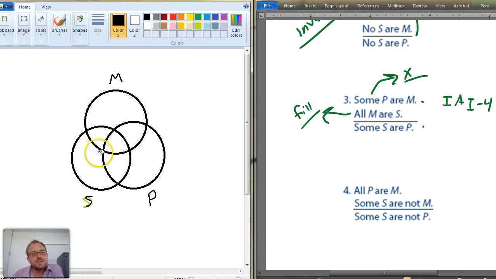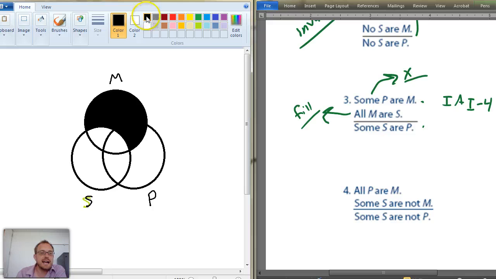If all of the M's are S's, then that means this spot here doesn't exist because all of these M's should be over here. So that means I'm going to put a fill here and a fill here. So all of the M's are S's. Now, I'm going to do my particular. With the particular, I use an X. Remember, I'm only going to look at the M and the P circles here. Let's ignore this S. But where should I put the X? Some P are M.